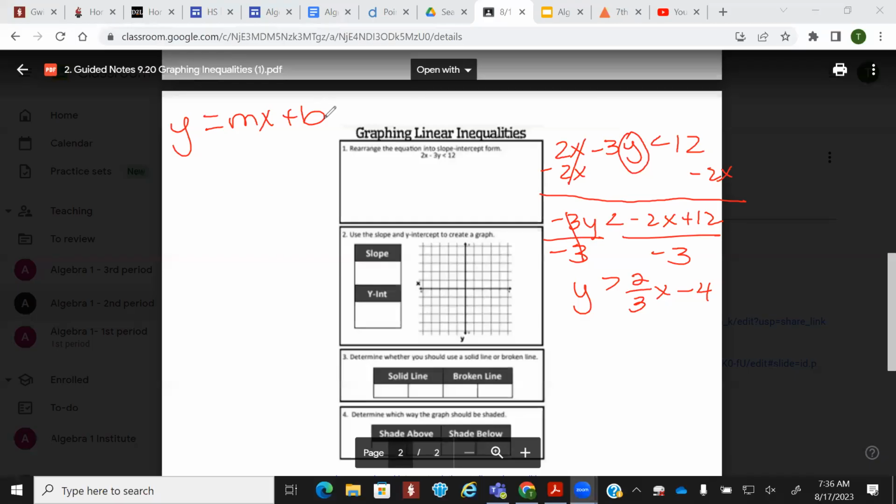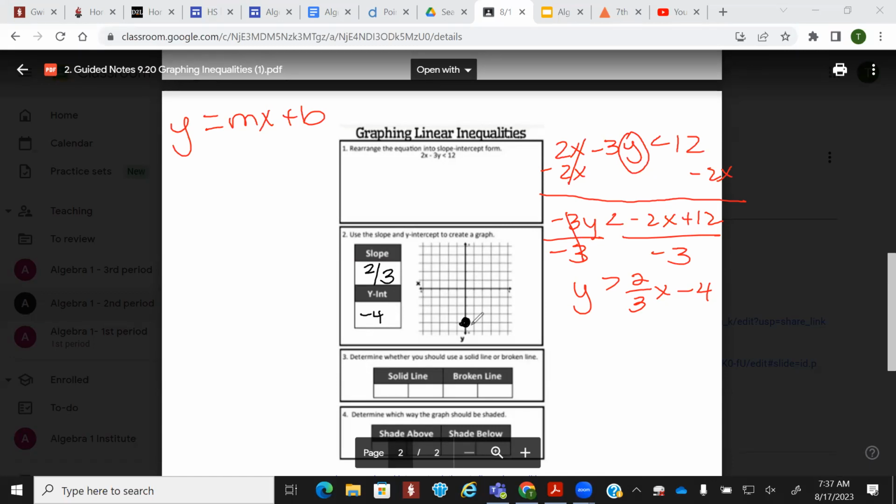Now we're going to actually graph it. Let's ignore the inequality for just a second. What is my y-intercept? -4. What's our slope? 2/3. The first thing you're going to do is plot your y-intercept. You told me it was -4, so I'm going to start at 0, 0 and go down to -4. 1, 2, 3, 4. I plotted my y-intercept.